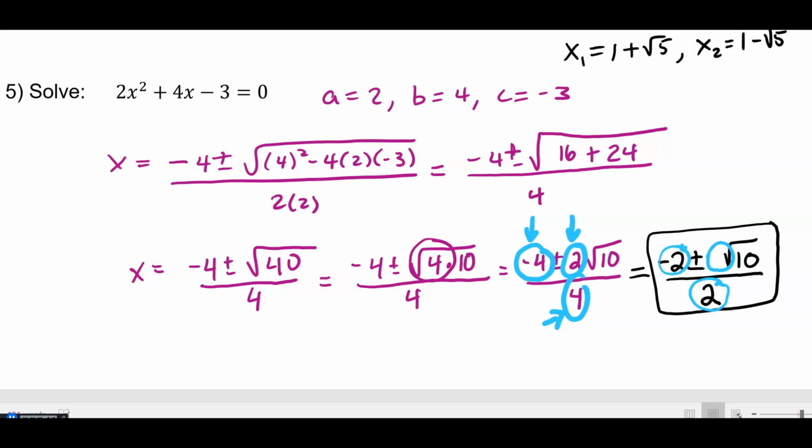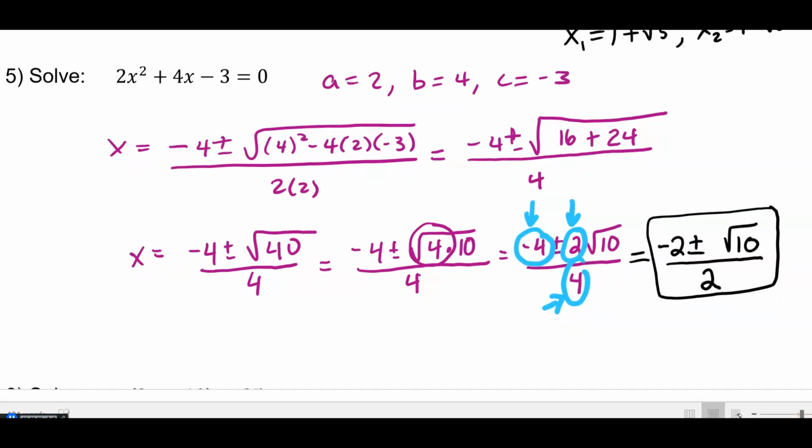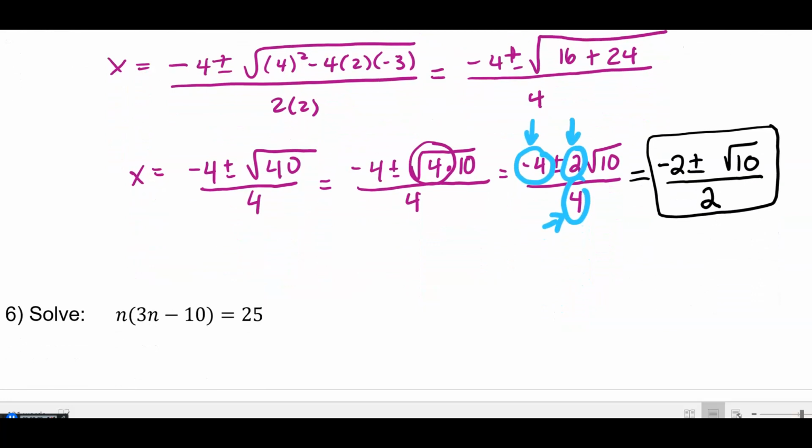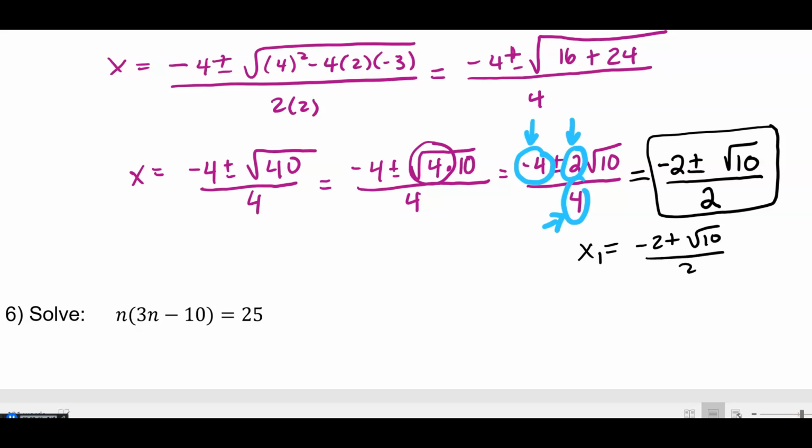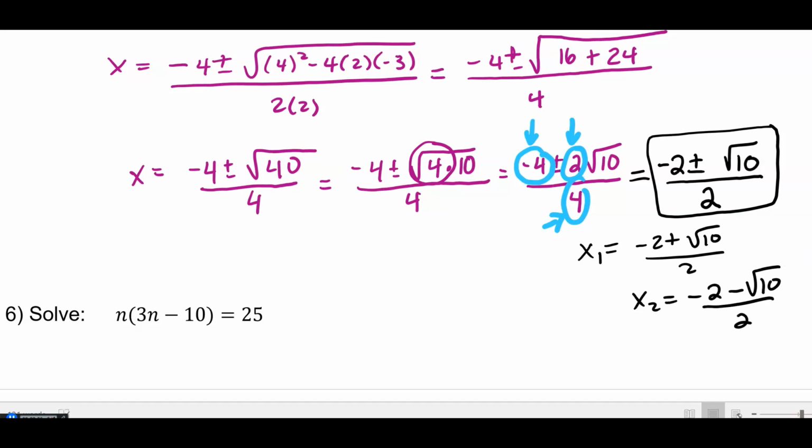Now there's another way this expression can be written, but for now I want you to write it like so. So how do you write the 2 different solutions out? You write -2 plus radical 10 all over 2, or -2 minus radical 10 all over 2. So those are the 2 solutions.